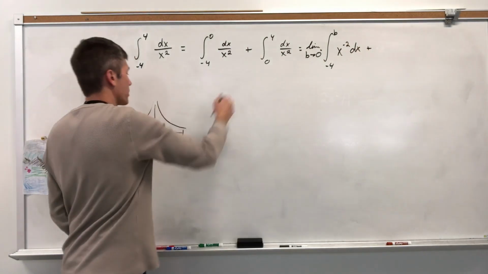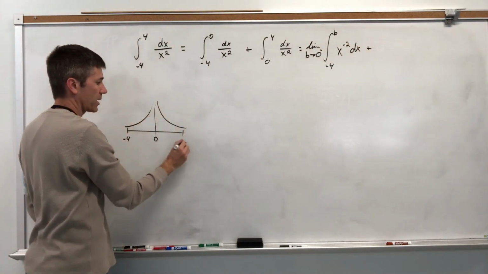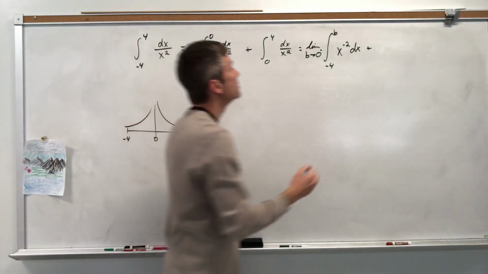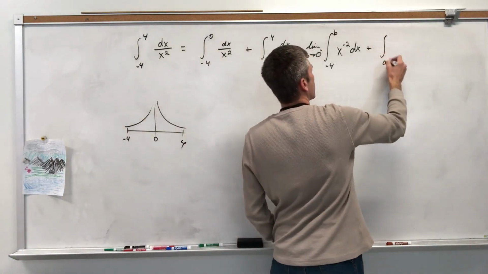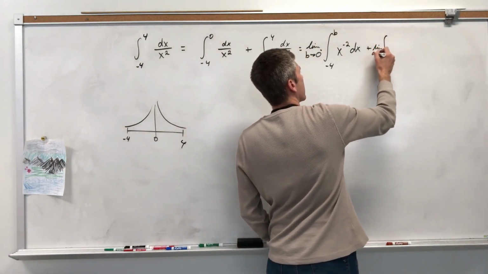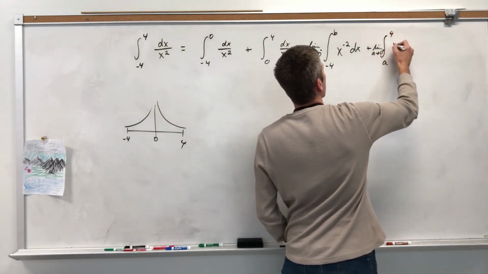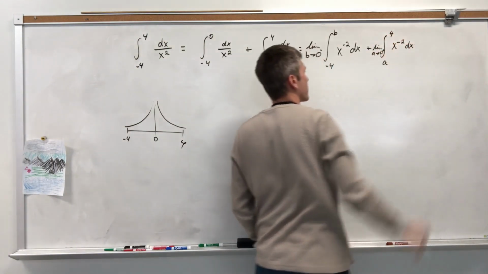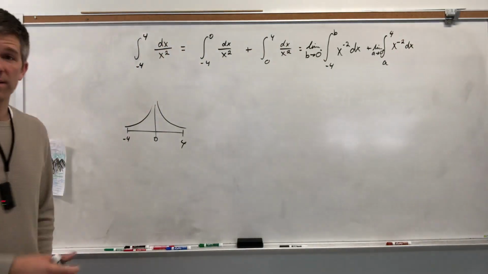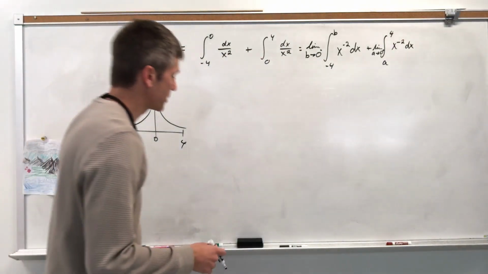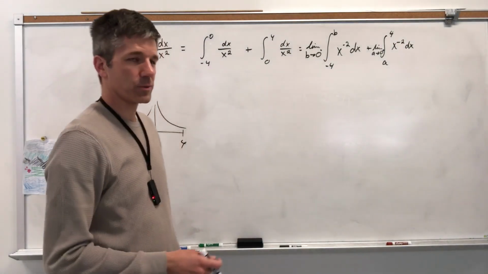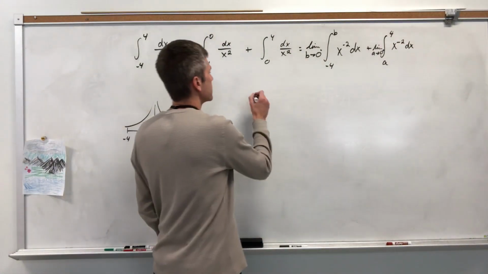So that'll be a. We're going to approach 0 on this positive side from the right. So limit as a approaches 0 from the right, and it's going to go to 4, and then x to the -2 dx. There we go. And now we'll start integrating this, and we'll use the fundamental theorem of calculus.